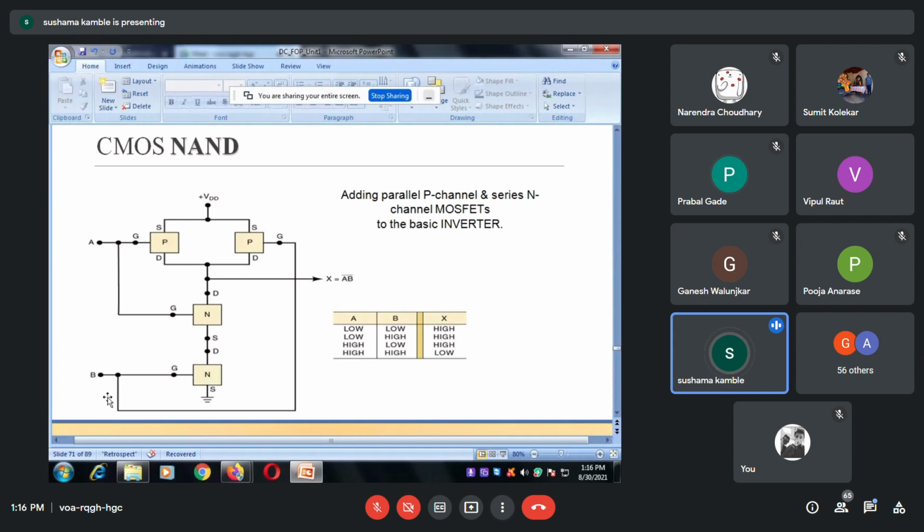Now this B is applied here to the PMOS. We are applying low to the PMOS, so this will be on. Okay, this is going to be on. This is going to be off. Again, this is going to be off, and this is going to be on. So what will be the output?